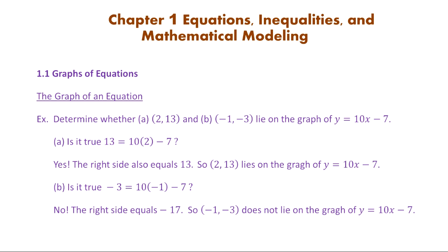So for the first point, we just need to show whether (2, 13), for the x and y coordinates, satisfies the equation y equals 10x minus 7. So plug in 2 for x and 13 for y into the equation and see if the equation holds. On the left, we got 13, that is y, and on the right, we got 10 times 2 minus 7. So that's 20 minus 7, which is also 13. So we know this equation holds. That means the point is indeed on the graph of this equation.